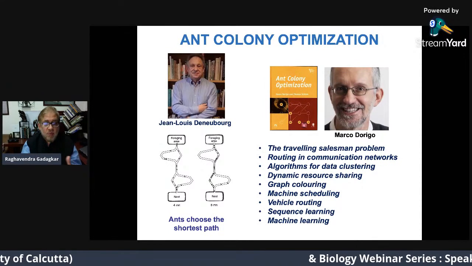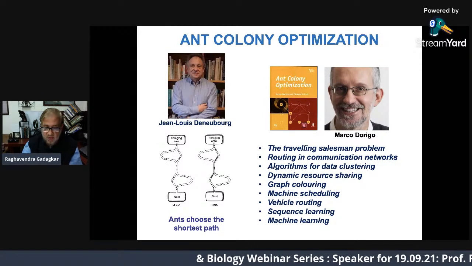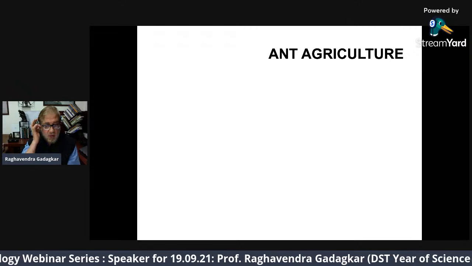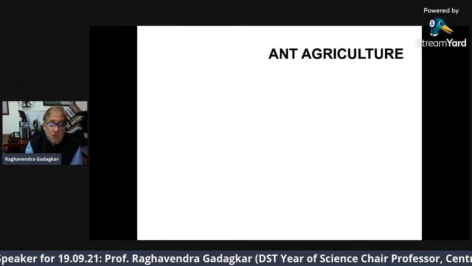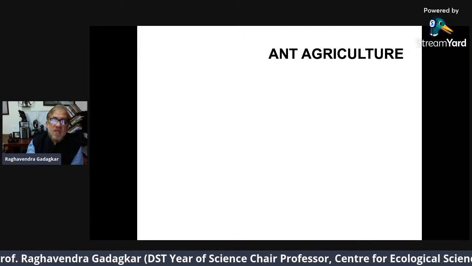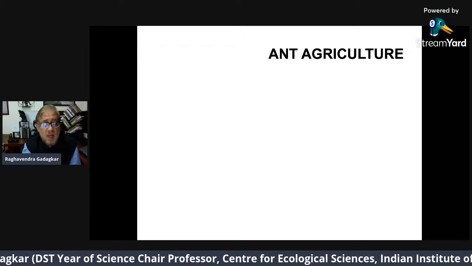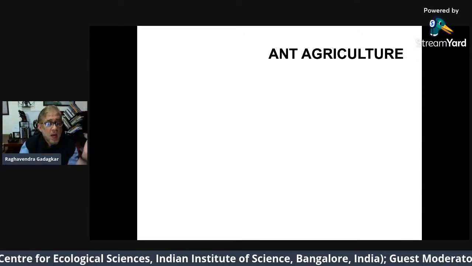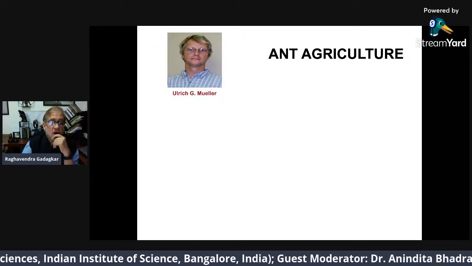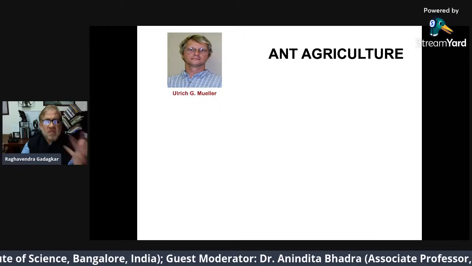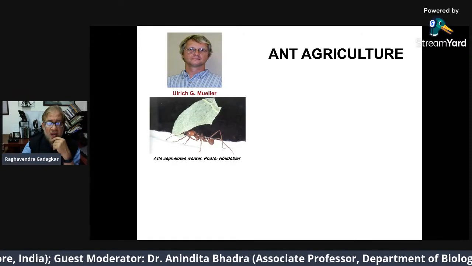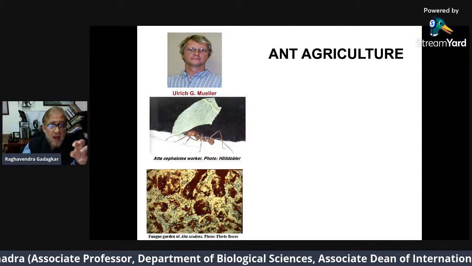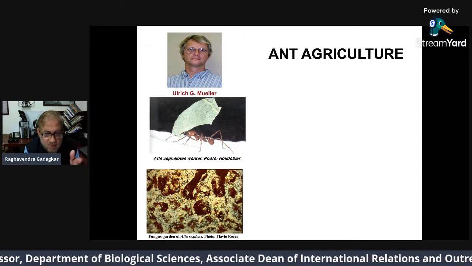So here is a simple example of how we could learn from insect societies. And the second example, slightly more complicated, but still reasonably okay. Ants, as I already mentioned, practice agriculture. So some species of ants, particularly the so-called leaf cutter ants in Central and South America, go out, gather leaves, break those leaves into small parts and bring them back to the nest. You see here a picture of Professor Ulrich Müller, who has done the most interesting work on ant agriculture. Here is an ant which has actually cut a small piece of leaf and is carrying it back to the nest.